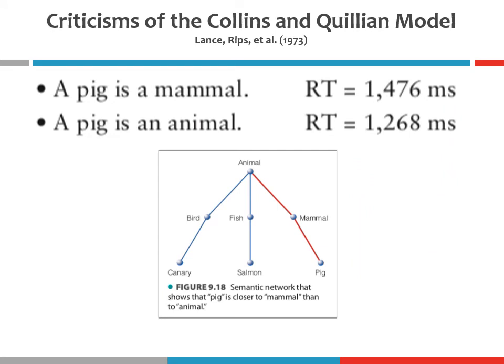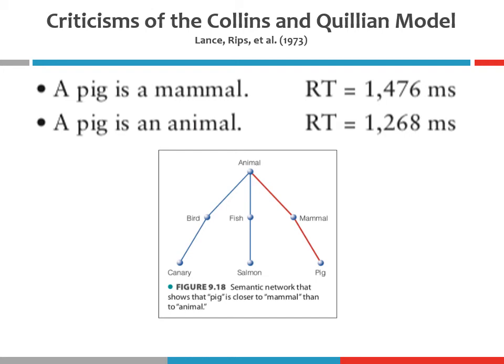So my apologies, I actually had one more slide here where I wanted to talk about some of the limitations of the semantic activation model. So one of the limitations of the semantic activation model is that it can't explain some of the results that we talked about in the previous videos, right?